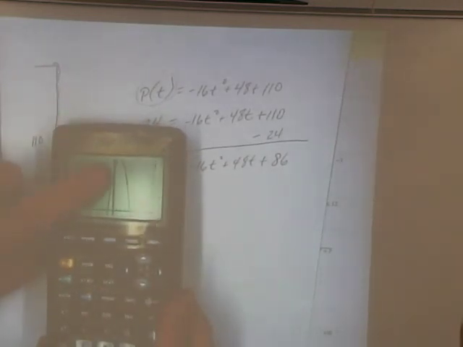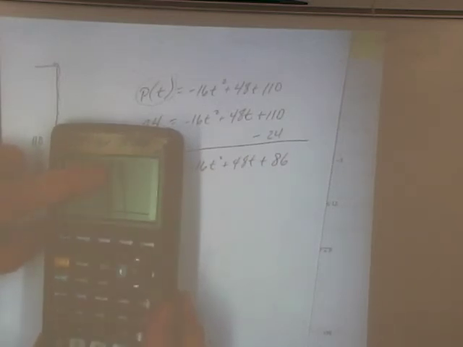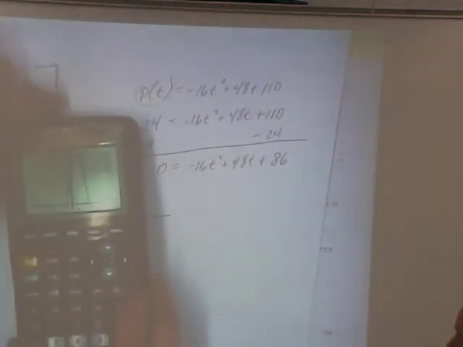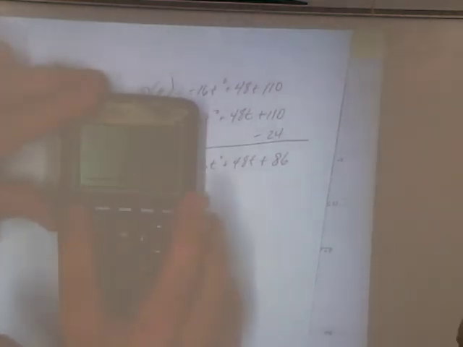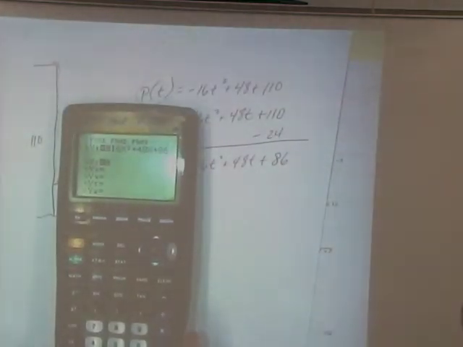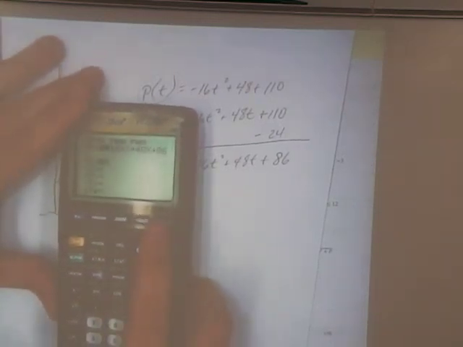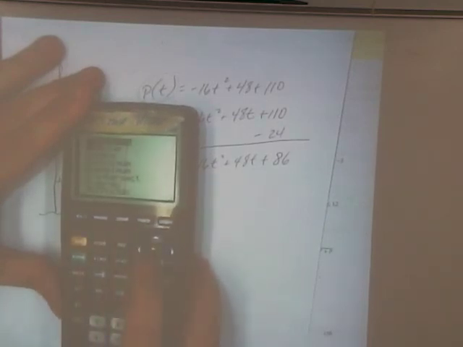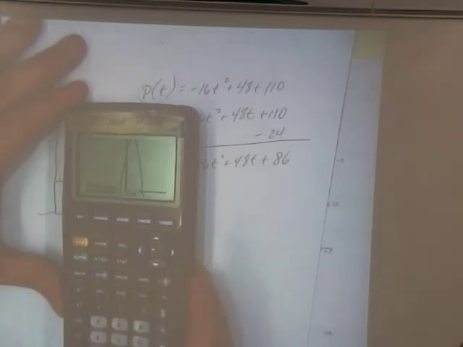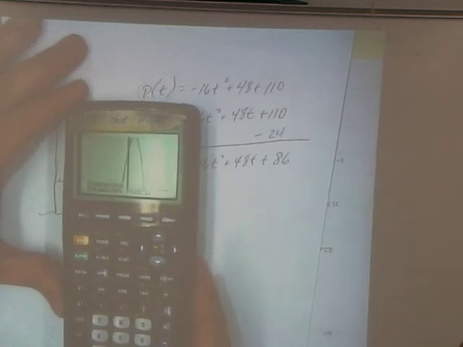Okay. So it looks like that's probably in this scenario, the 86. And this is when it hits the ground. That's what we need to solve for. Notice I put in y2, 0 for y equals 0. That's the x-axis, right? So we're going to find the intersection point between the x-axis. Right. So second calc, intersect. And we just want to move it close. Hit enter 3 times. And 4.26 seconds.